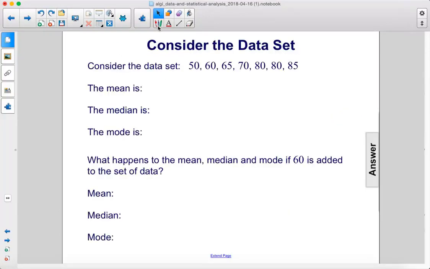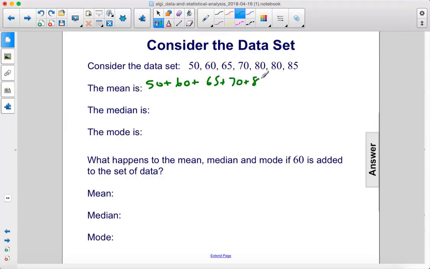Consider the data set. The mean is, alright, so to find the mean, we add all of these together and then divide by the number of numbers. So we have 50 plus 60 plus 65 plus 70 plus 80 plus 80 plus 85 divided by 7. So this equals 490 divided by 7, which equals 70. So the average of these numbers is 70.